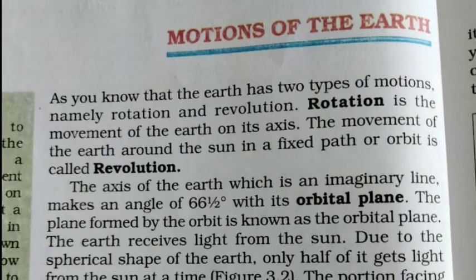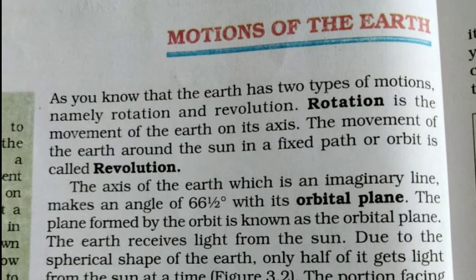Let us get started. The earth has two types of motions, rotation and revolution. So let me define what is rotation. Rotation is the movement of the earth on its axis, and revolution, the movement of the earth around the sun in a fixed path or orbit, is called revolution.